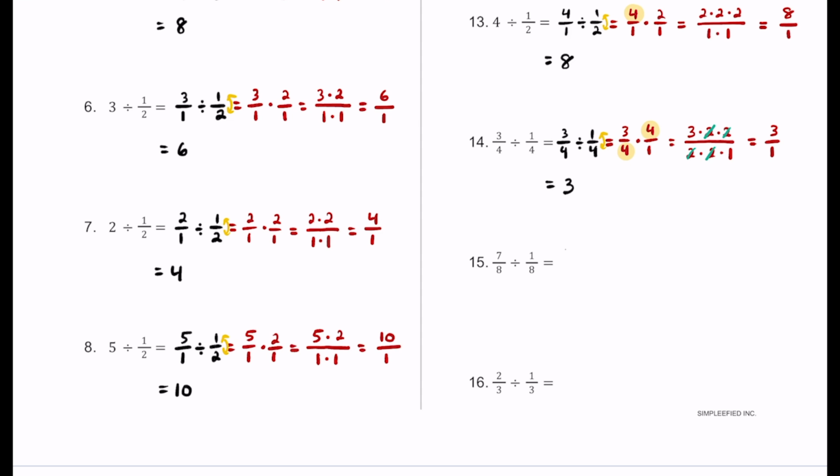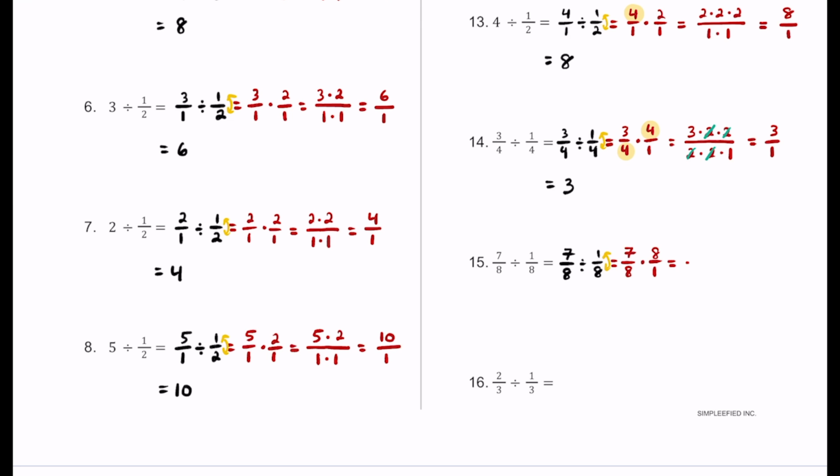For number 15, we have 7/8 divided by 1/8. So imagine you have 7/8 of a cookie and you cut them into 1/8 size pieces. So let's go ahead and see how many pieces there would be in total. So keep the 7 over 8 and then multiply by 8 over 1. So flip that 1 over 8 and reciprocate it.